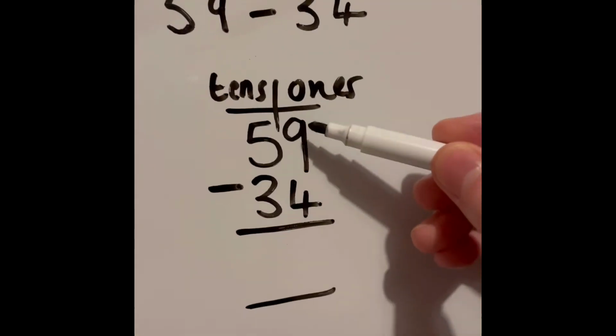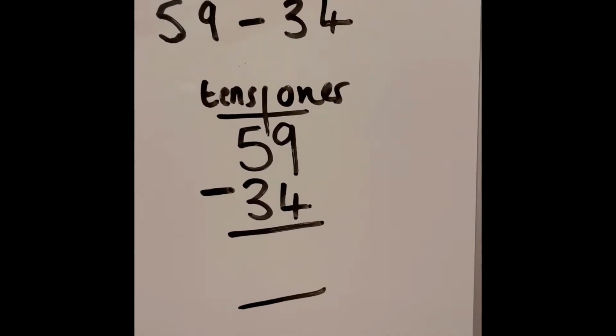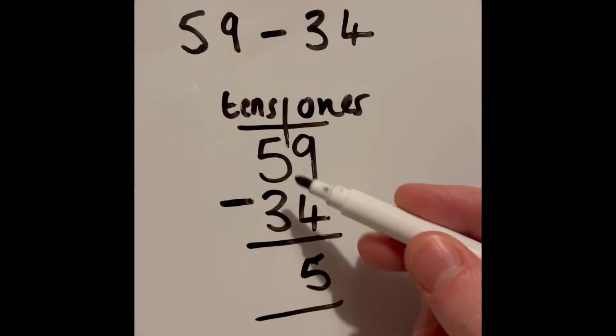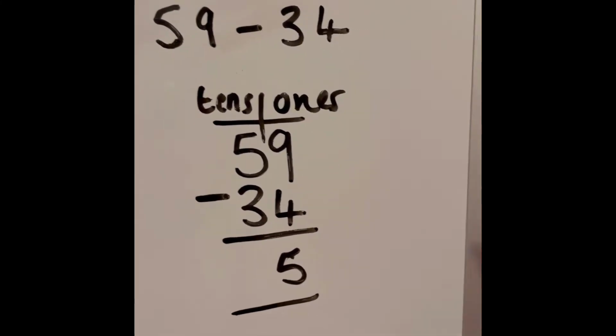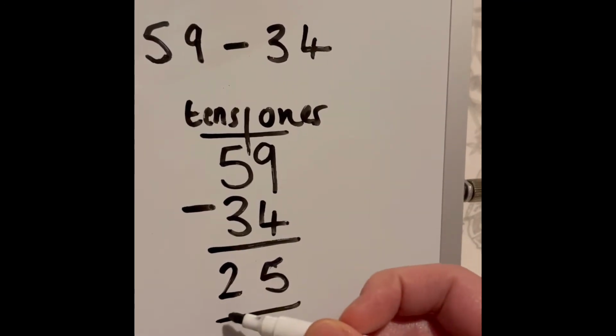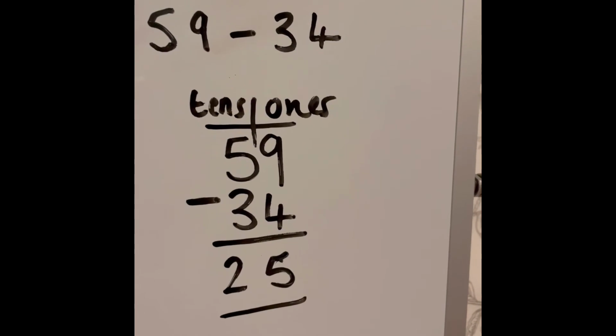So we're going to subtract the ones first. 9 take away 4 is, that's right, it's 5. And 5 take away 3 is 2. So 59 take away 34 is 25. So that was a really quick way to do that subtraction.